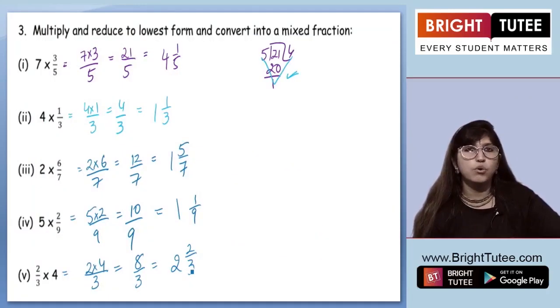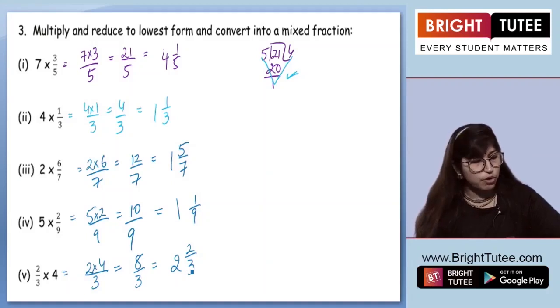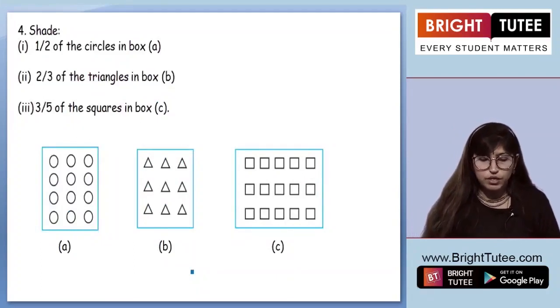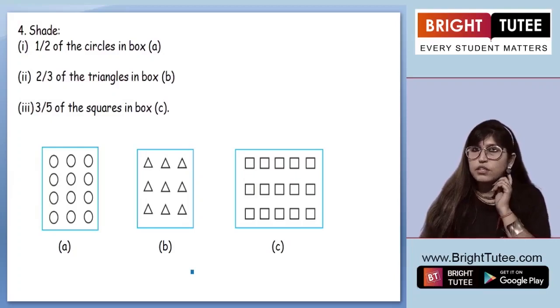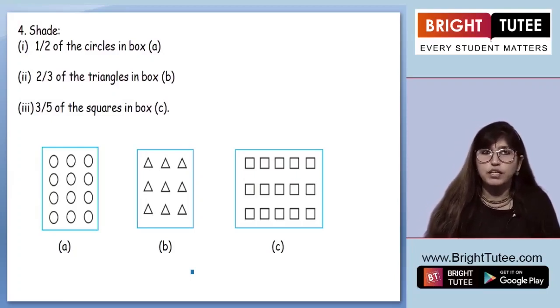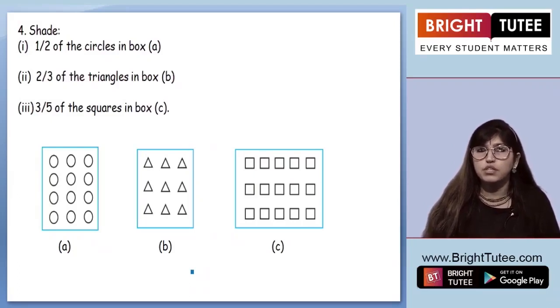That is how we multiply a whole number with a fraction, either an improper fraction or maybe a mixed fraction if it's there. Let's move on to the fourth question. Over here we need to shade half of the circles in box A. For that, we need to find out the total number of circles which we have.